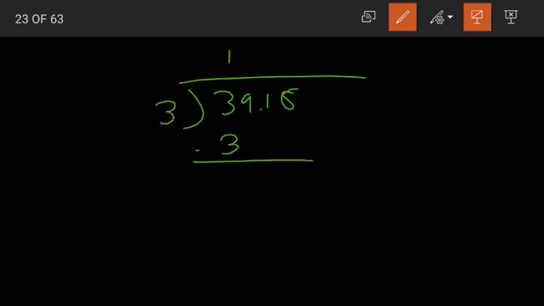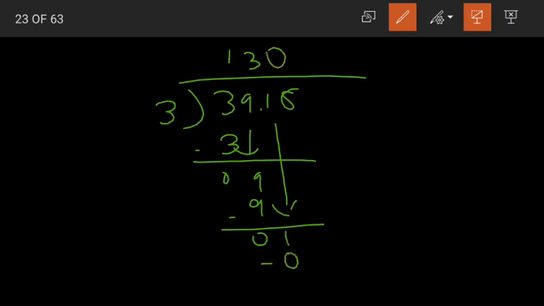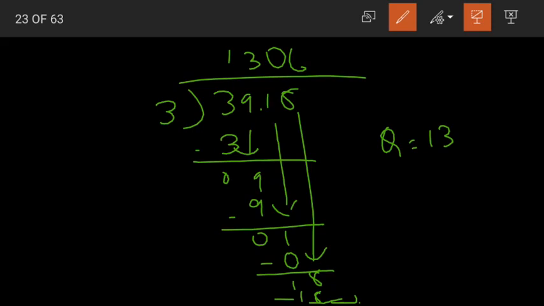So 39.18 divided by 3. 3 ones are 3. 9 brought down. 3 threes are 9. Then we are having 0. 1 brought down. We have 3 zeros are 0. Minus 1. 8 brought down. 3 6s are 18. The remainder is 0. What is the quotient now? 1306. Now coming to the decimal point.